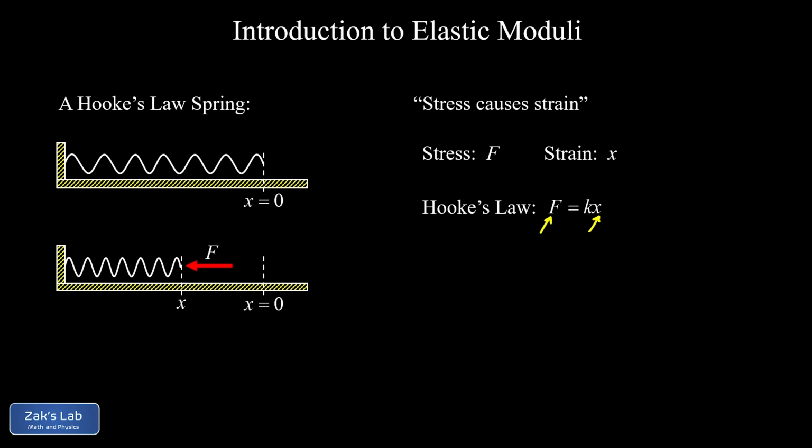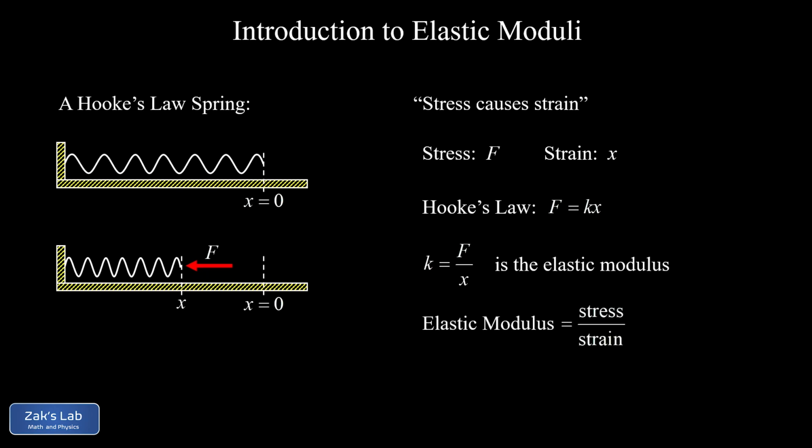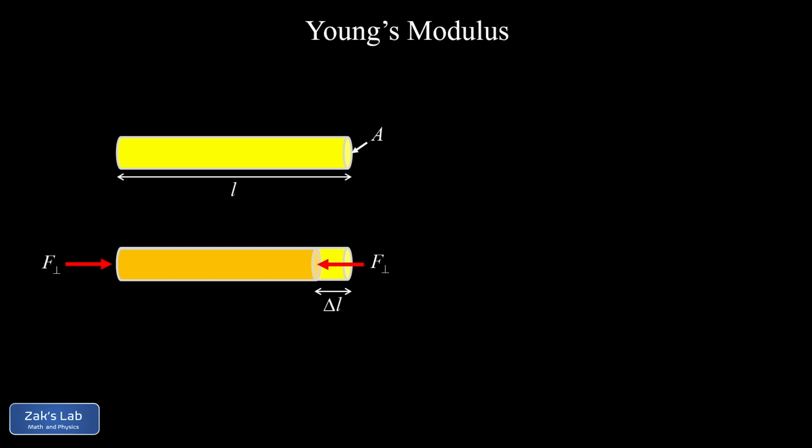So solving for k, that's F over x, or stress divided by strain. And that's our first example of an elastic modulus. And all of our elastic moduli will have this same basic form of stress divided by strain. It's just a matter of finding a useful way to define the stress and the strain in each context. So we move on to the case of a thin rod, and we're trying to define stress and strain in a practically useful way here.